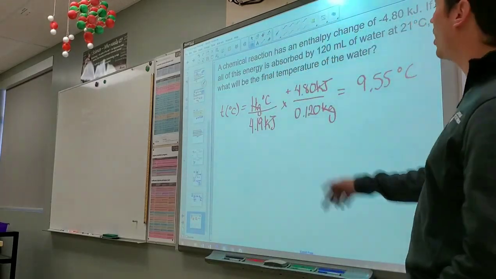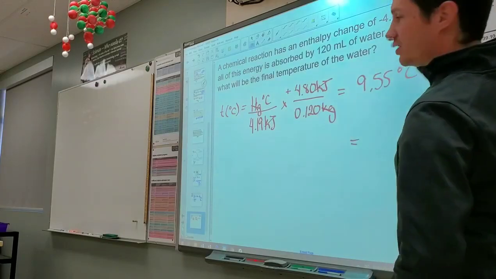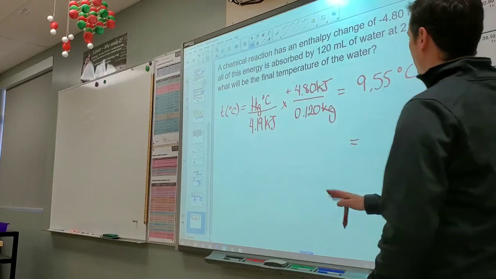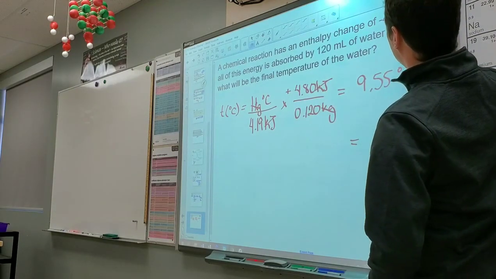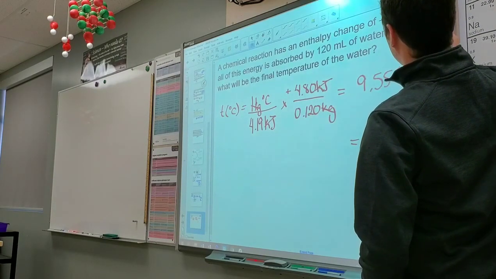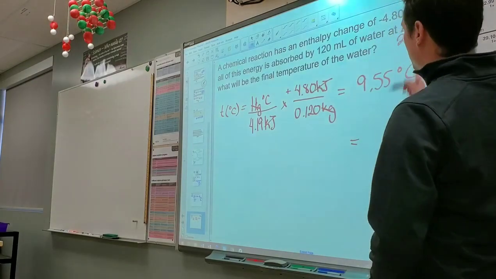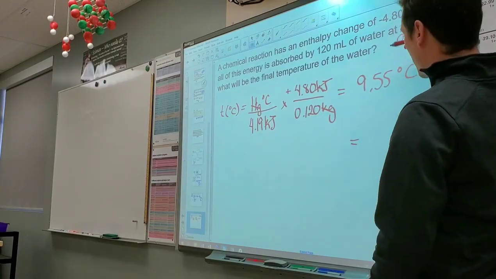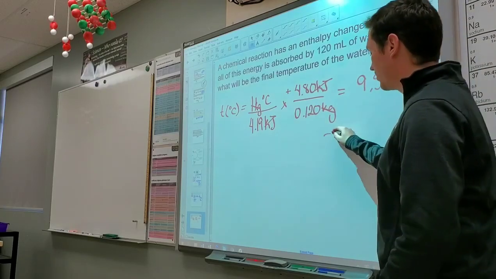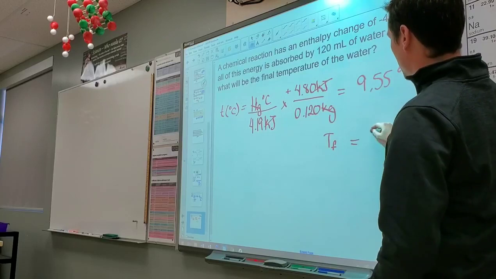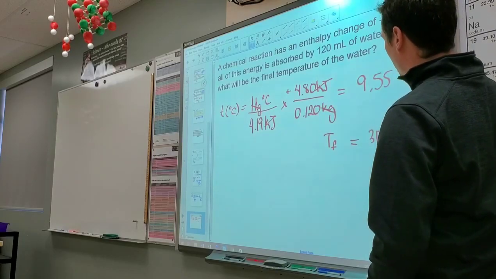Now here's the problem. This question is just not very well thought out. Let's assume that this is 21.00 degrees Celsius, starting out at 21.00. So let's add 9.55 to that. The final temperature, T final, is going to be 21 plus that, so 30.55 degrees Celsius.